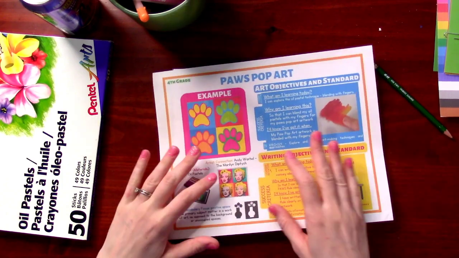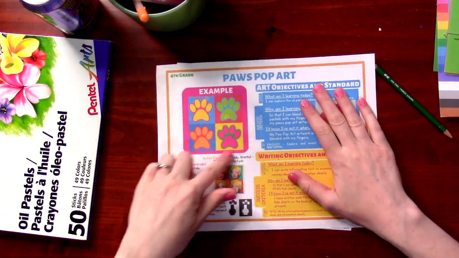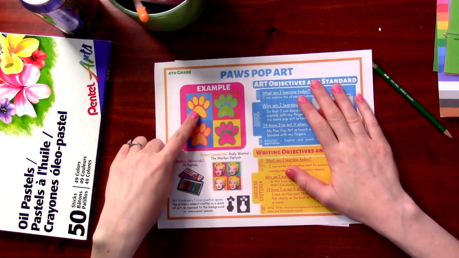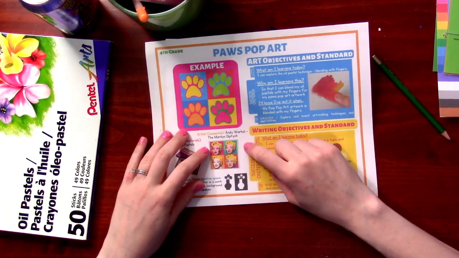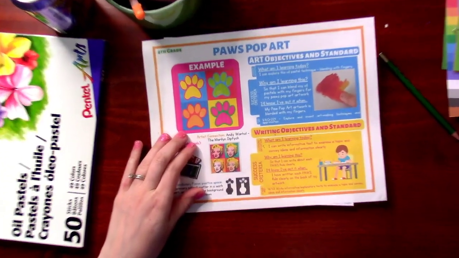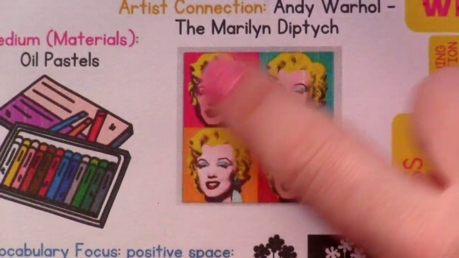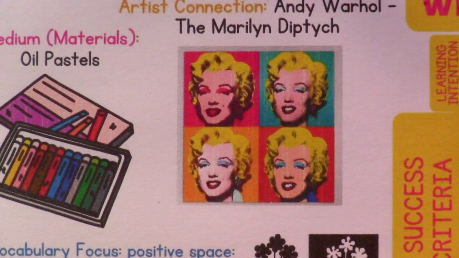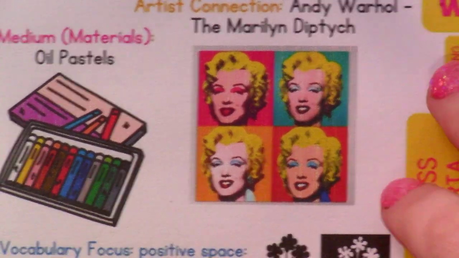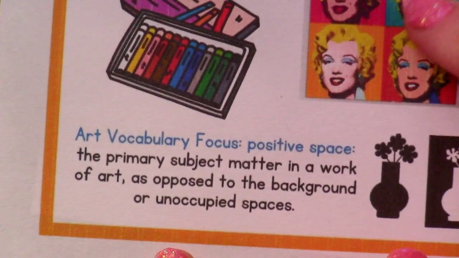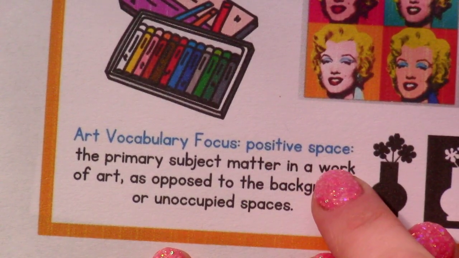So this is called PAWS Pop Art. This is an example. It will look a little something like this. We're being inspired by Andy Warhol, specifically his artwork called the Maryland Diptych right here. And this is what we call pop art when it's really bright colors, simple shape, simple line. We're using oil pastels. I'd like to teach you about positive space real quick.